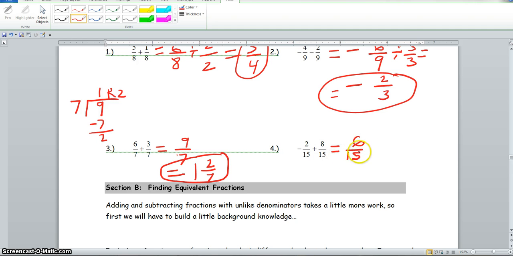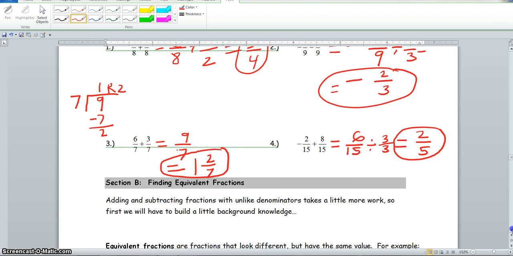Now we can simplify that. They both have 3 in common, so we divide both by 3. And when I say in common, I'm talking about the greatest common factor. 6 and 15, greatest common factor is 3. So 6 divided by 3 is 2, 15 divided by 3 is 5. So our final answer here is 2/5.